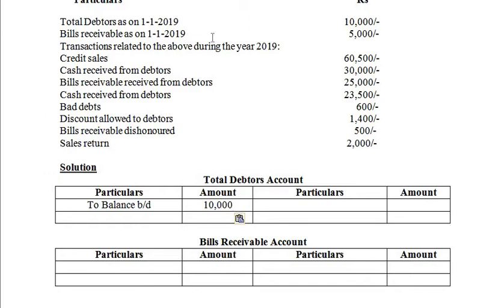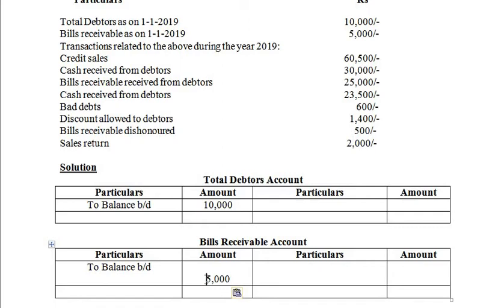Next, bills receivable as on 1/1/2019 is 5,000. So what is this? This is nothing but opening balance of bills receivable. So where will you write it? To the bills receivable account, that is opening balance of bills receivable brought down, balance brought down, and the amount is how much? 5,000. So write down the amount as 5,000. Okay.